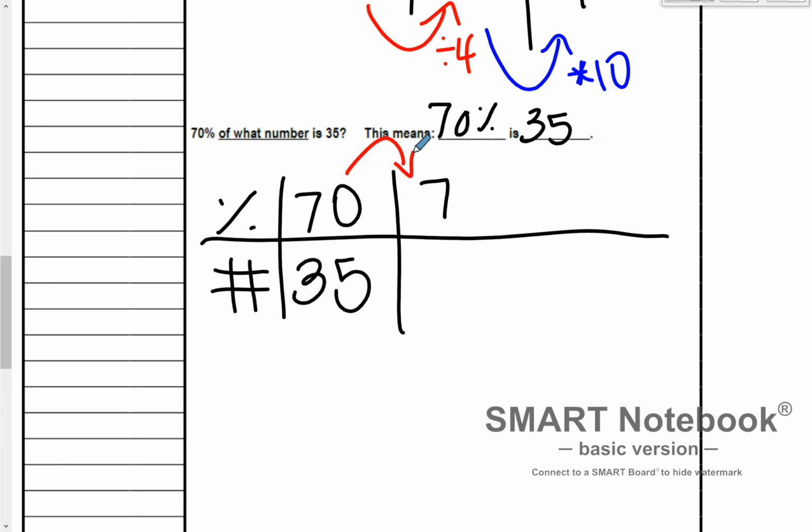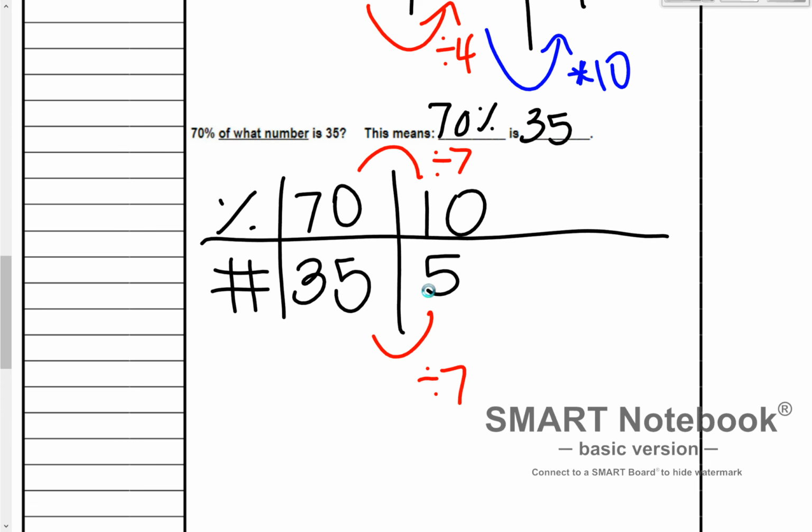And I will be dividing by 10. Oh, sorry, that's not what I wanted to do. Oh my gosh, I just lost my train of thought. My bad. I'm trying to divide by 7 to get it down to 10. Sorry, guys. If you need to pause and erase what you just wrote down, go for it. Once I divide by 7 on the top, I divide by 7 on the bottom, and I would get 5.